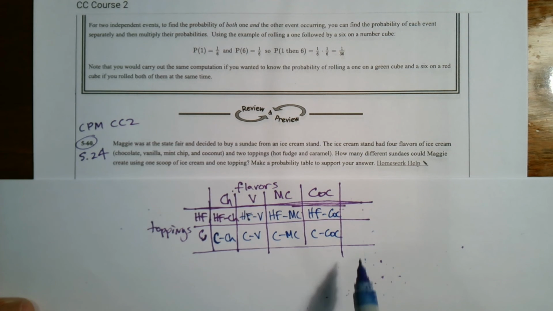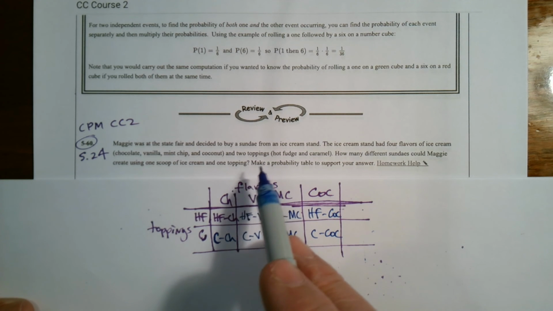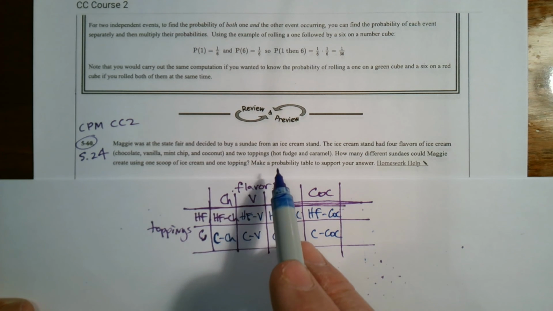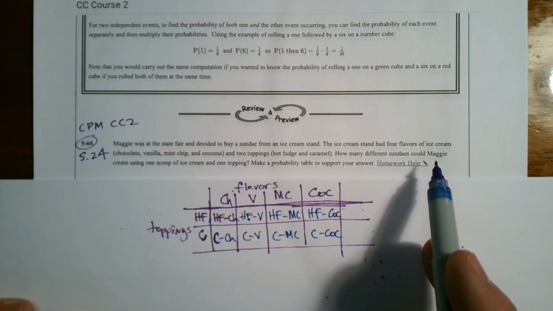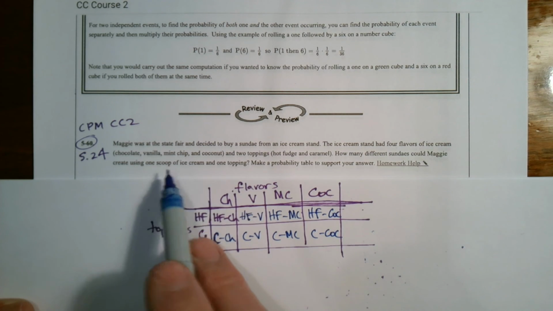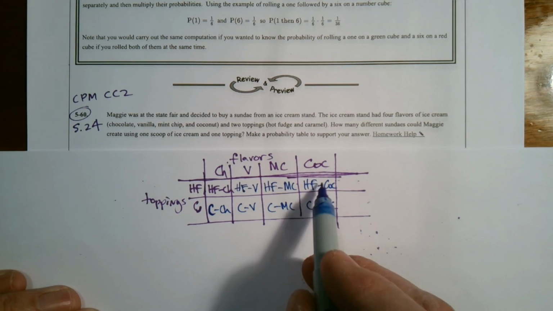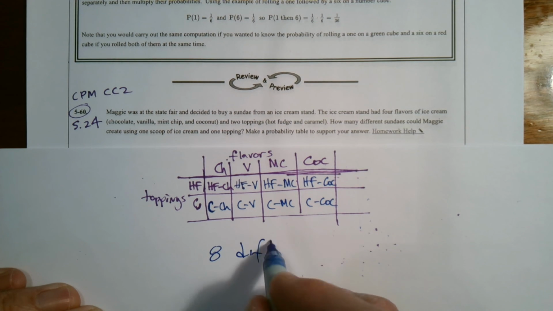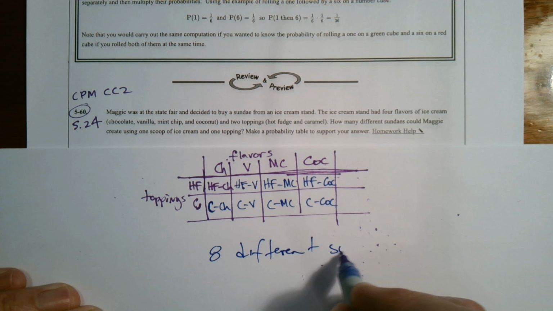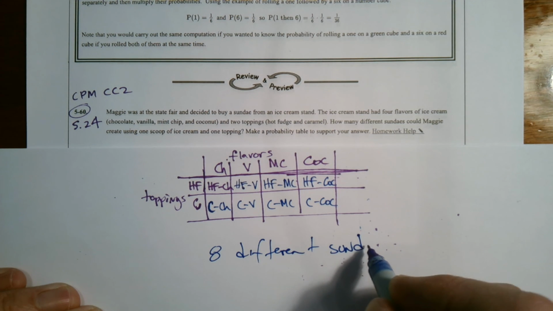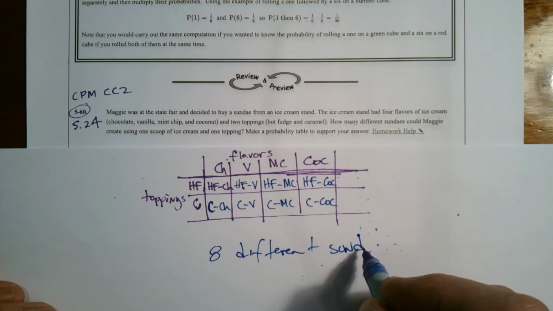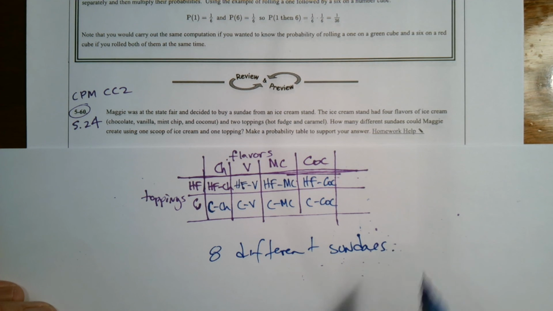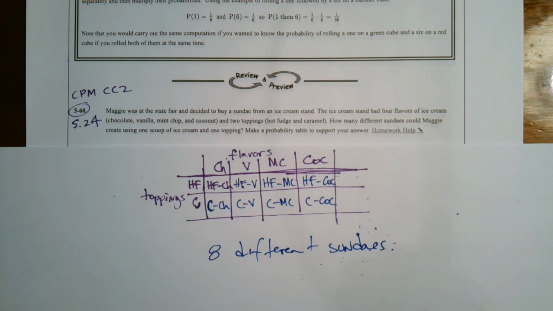So here's the organization of our data, and it asks the question, how many different sundaes could Maggie create? So if we look, there's 1, 2, 3, 4, 5, 6, 7, 8. So there's 8 different sundaes. Okay. All right. There you go.